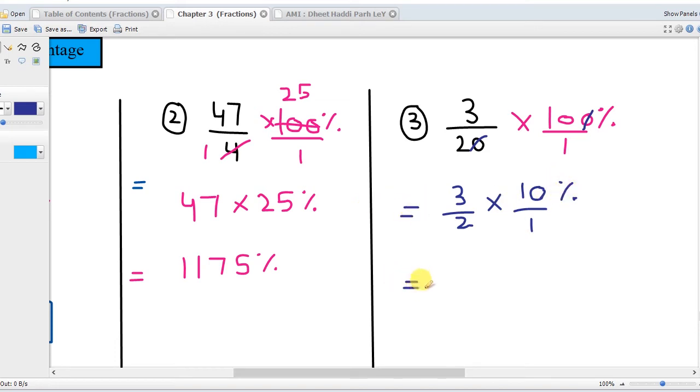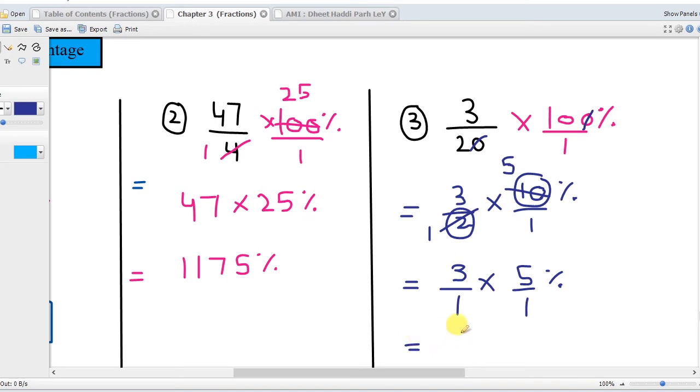So now can this further be simplified? Yes, this can be simplified on a times table of 2, these two values, because they are making a fraction. So 1 times 2 is 2, and 5 times 2 is 10. So write the new values, 3 over 1 times 5 over 1 percentage.